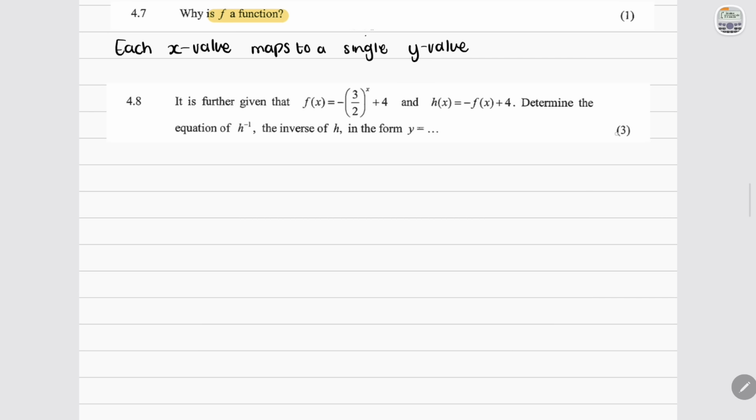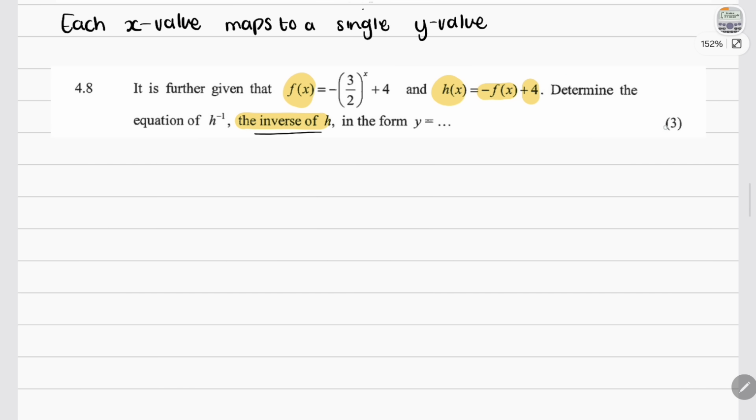Okay, the next question, 4.8, says, it is further given that f of x is equal to this, and h of x is equal to negative f of x and then plus 4. Determine the equation of the inverse of h in the form of y is equal to. So to find the equation of the inverse of h, you need the equation of h. They told you that h of x is equal to negative f of x and then plus 4.